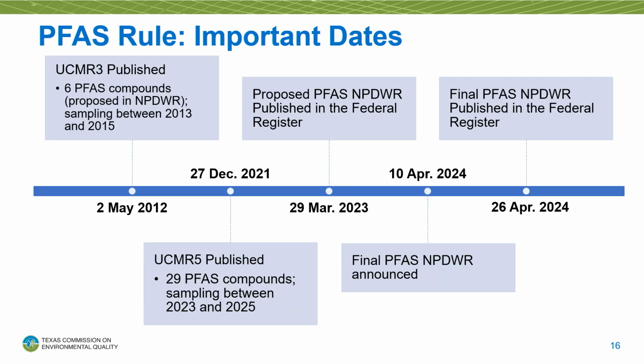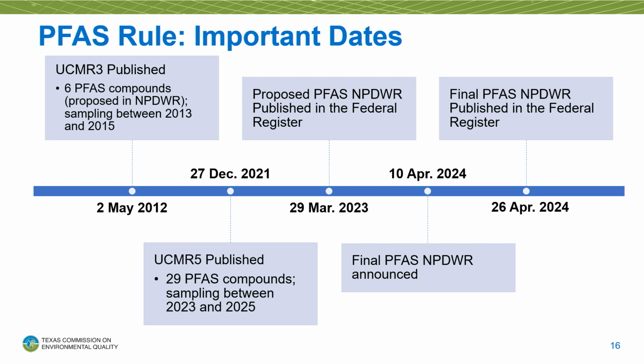All right, so I want to give you a brief timeline of the PFAS rule and how it came to be before we jump into that. So, like I said, UCMR 3 had those 6 PFAS compounds. That was published in May of 2012. And then December of 2021, UCMR 5 was published. That's the sampling that's ongoing from the EPA and includes the 29 PFAS compounds.